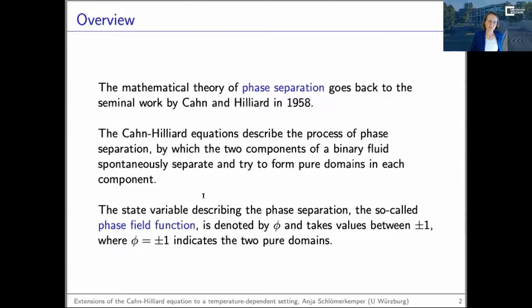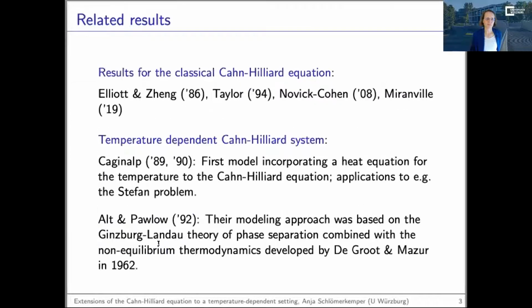This is described with a phase field, which is denoted by phi. This phase field can take values between plus and minus 1. I guess many of you are familiar with this, and phi equals plus or minus 1 we would call the pure phases of the material. There are many classical works on the Cahn-Hilliard equation. I've just quoted a few.